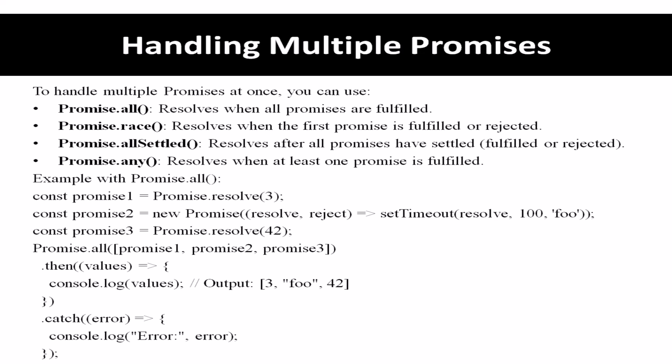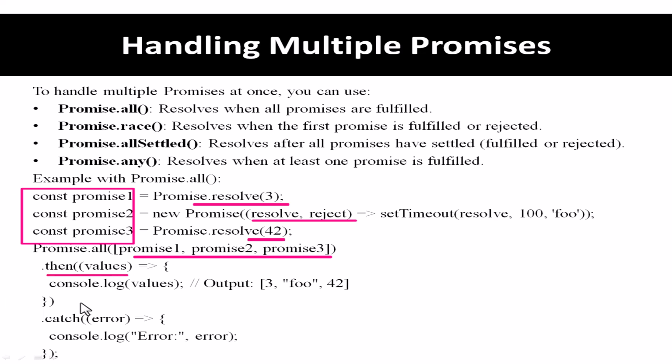Next, handling multiple promises. You can handle multiple promises by using Promise.all, Promise.race, Promise.allSettled, and Promise.any, and here you can specify the promises. So three promises: resolve alone, resolve and reject, or you can set the parameter 42 as a particular value. Next, here Promise.all is going to accept the three parameters.